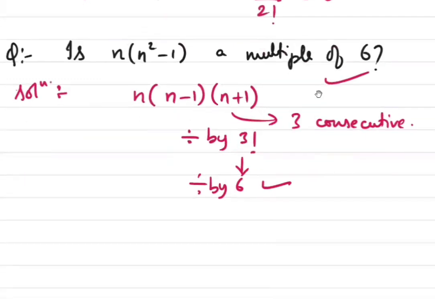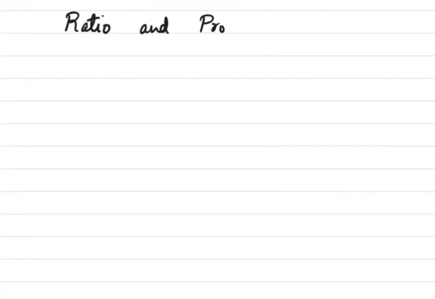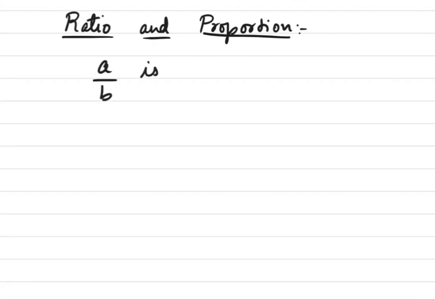Now let us talk about the next topic. That is ratio and proportion. So what is a ratio? Ratio is nothing but any two quantities divided by one another. So let's say A over B is a ratio. Okay, there are two quantities, A and B.